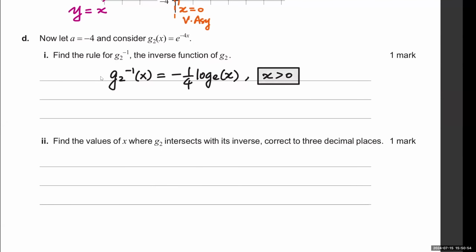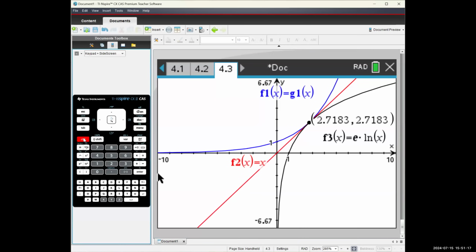And find the values of x where g2 intersects its inverse. This time you better not use any one equal to x because they are both decreasing. It doesn't work. You will miss some solutions if you equate any one of these two things to x. Instead, I'm just trusting my CAS calculator and find the values in decimal form.